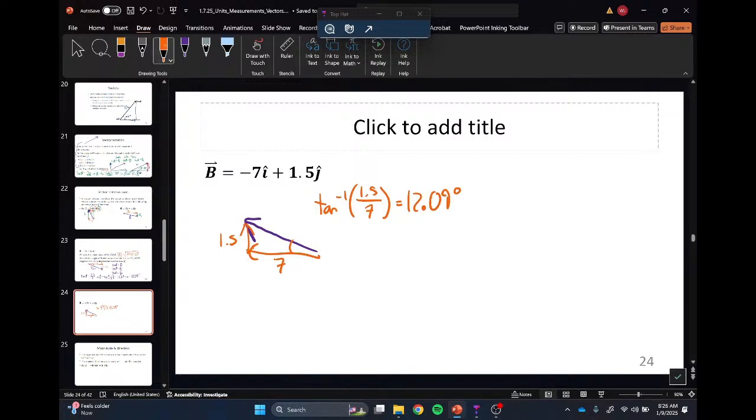That is an angle, so great. But if I asked you for the angle with respect to the positive x-axis, I want you all to spend a little bit of time and see if you can figure out what that value is going to represent on my picture. It's not going to be 12.09. I want you to see if you can figure out what it is. Discuss all those things.